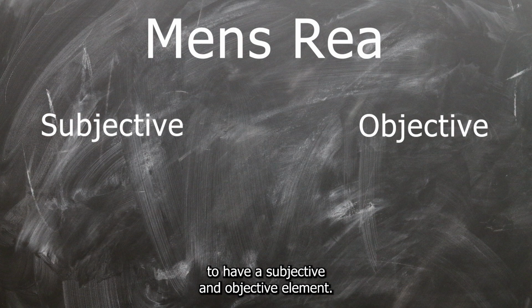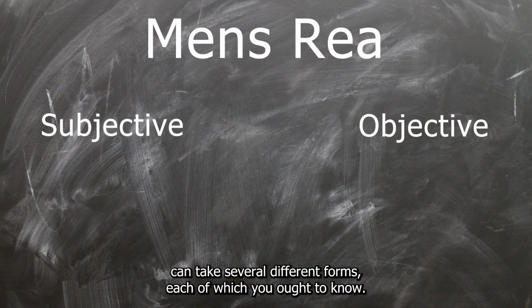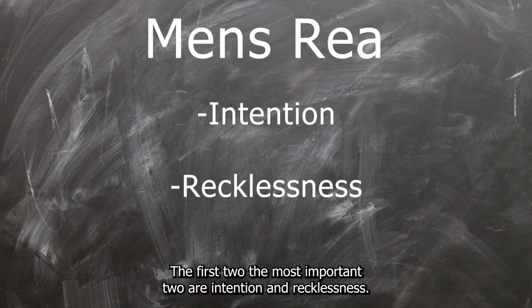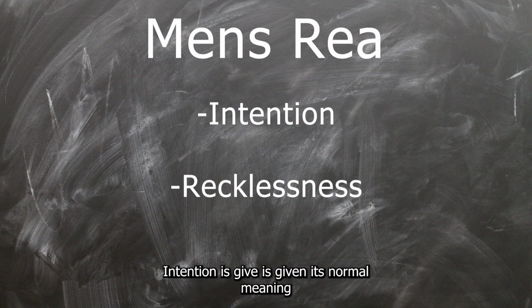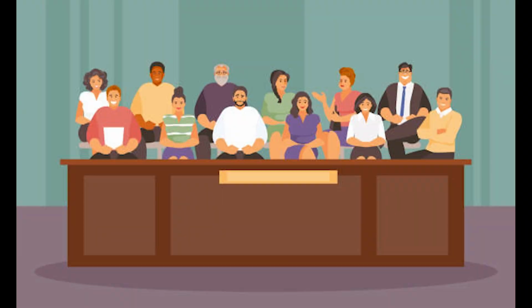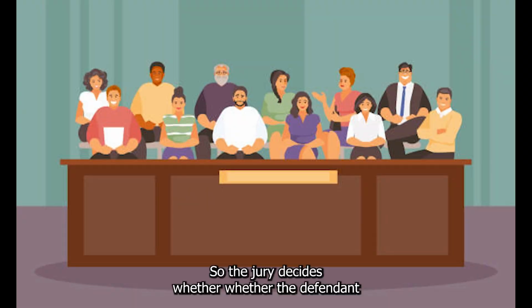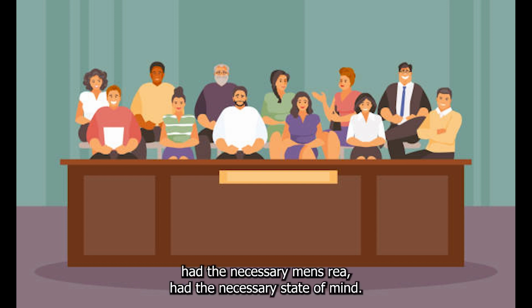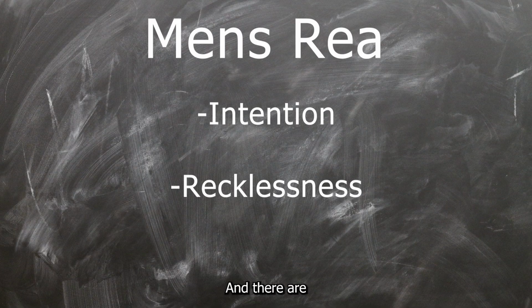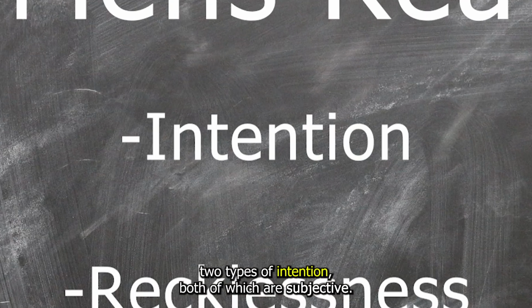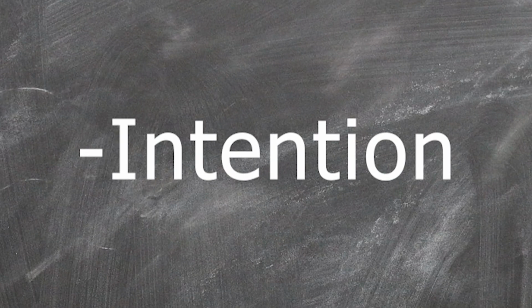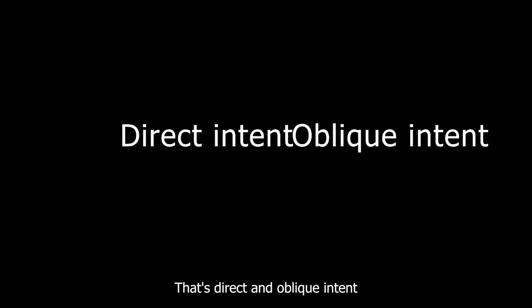Mens rea tends to have a subjective and objective element. Mens rea of a crime can take several different forms, each of which you ought to know. The first two, the most important two, are intention and recklessness. Intention is given its normal meaning and is left for the jury to decide. So the jury decides whether the defendant had the necessary mens rea, had the necessary state of mind. And there are two types of intention, both of which are subjective. That's direct and oblique intent.